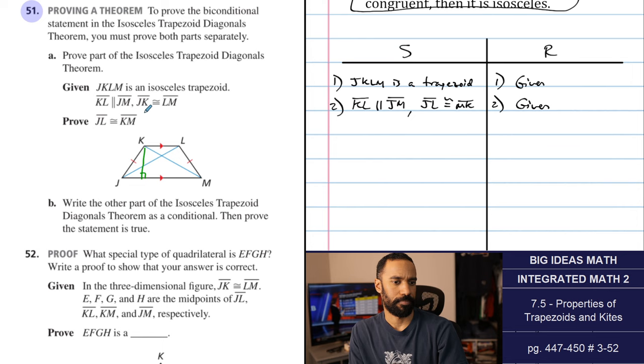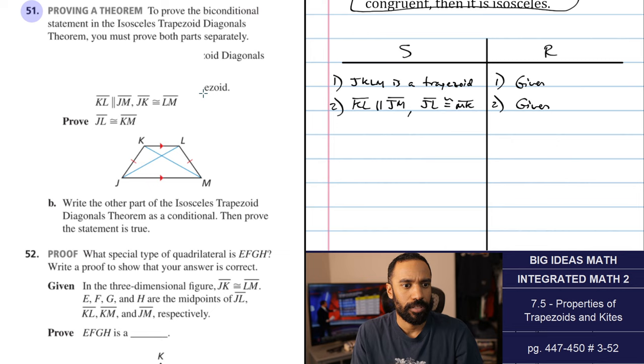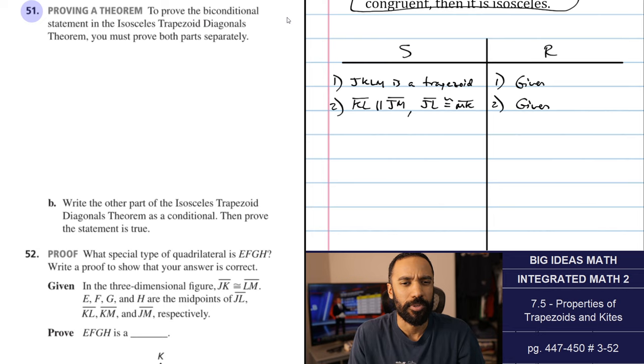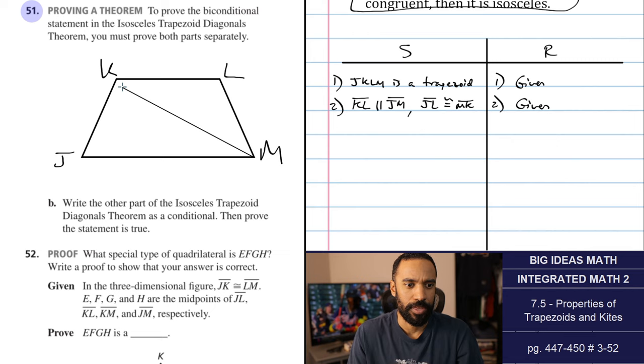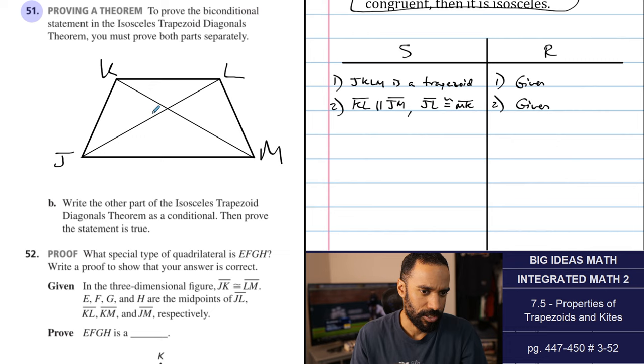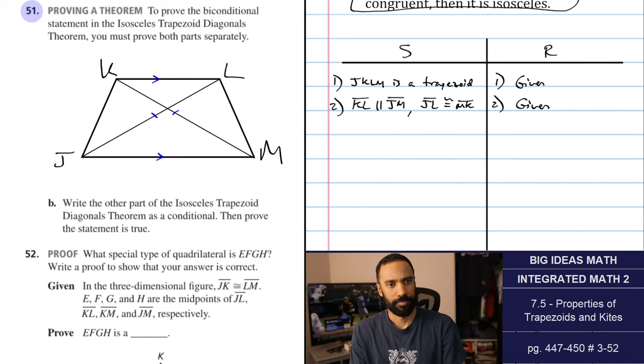I'm going to redraw. I don't know where to do it. Let me just blank this out. JKLM. It's a trapezoid. JKLM. Okay. So this time we know these are congruent here. I'll still do a congruent mark instead of the big ones. I'll just do like boom and boom. We should know we're talking about the whole thing now. And parallel. Okay.